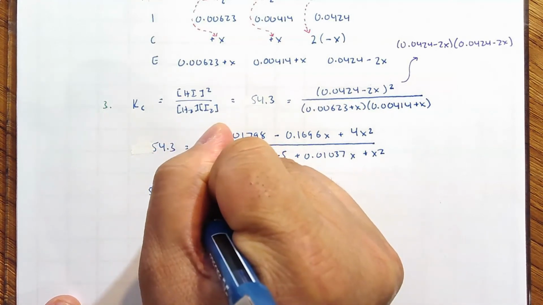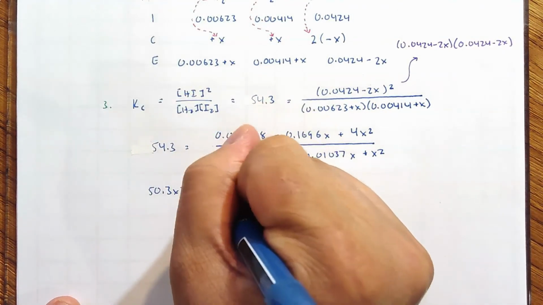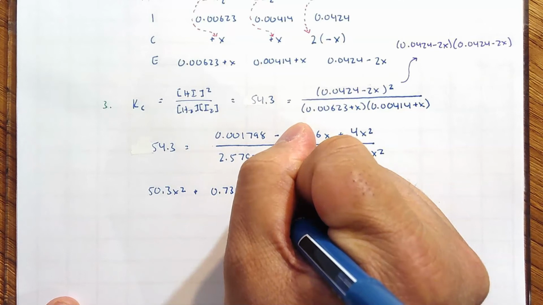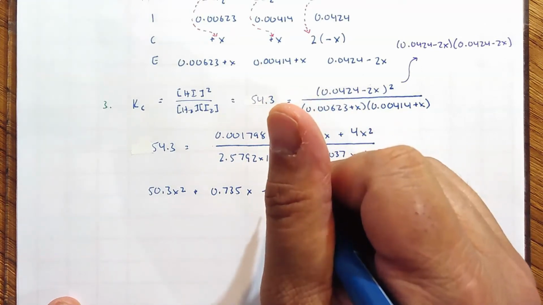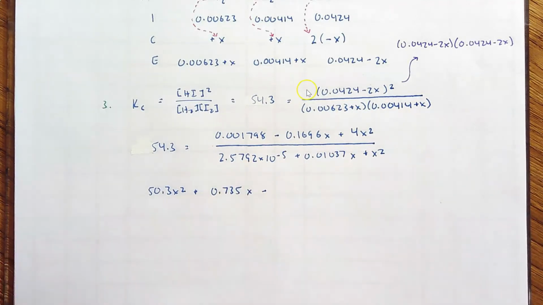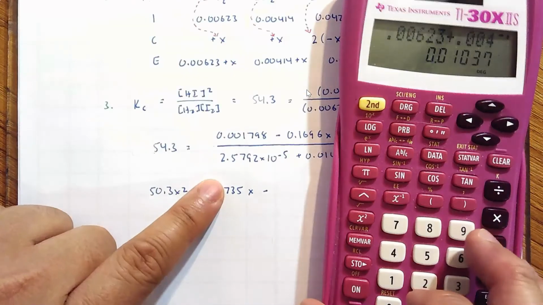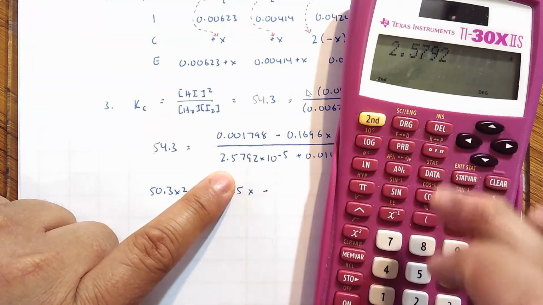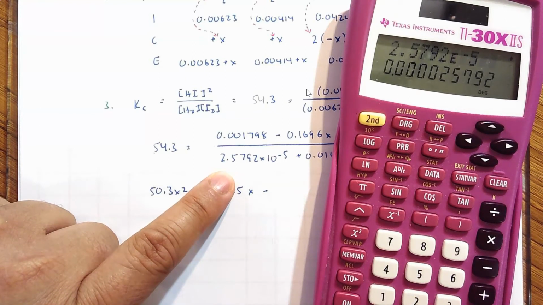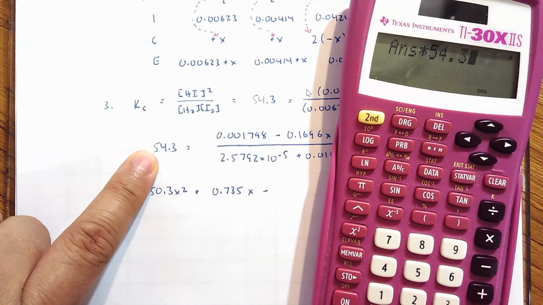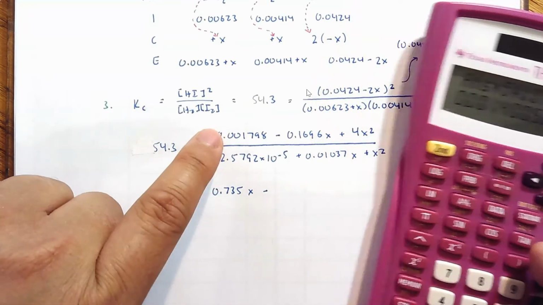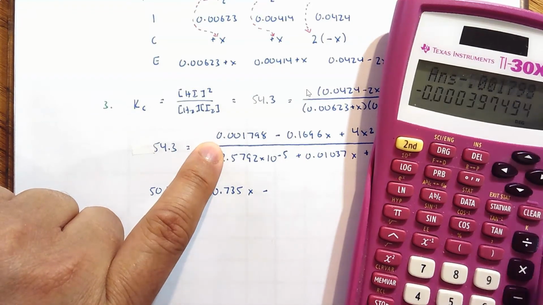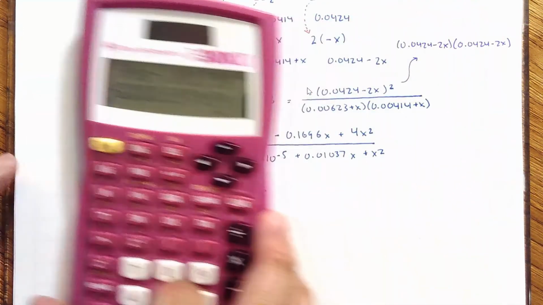50.3x squared plus 0.735x minus, is it really going to be minus? Let's double check the last term. So I take this number, 2.5792 times 10 to the minus 5 times this number, 54.3, and then subtract this number, minus 0.001798. Okay, and that's what I got.